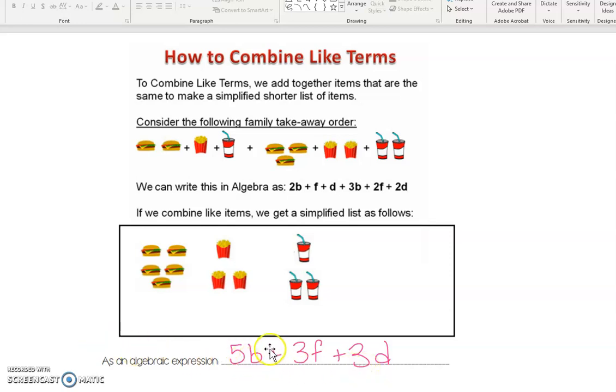Notice in the expression, I couldn't combine the B and the F or the D together, because they represent different things. So when we combine like terms, we're only putting together the variables that are the same. So B's go with other B's, F's go with other F's, etc.